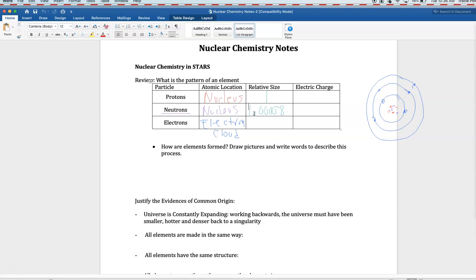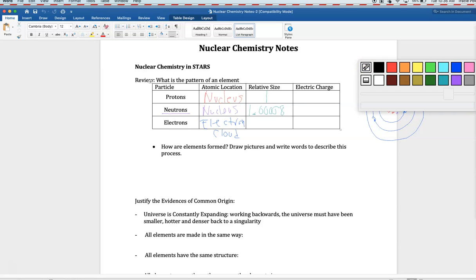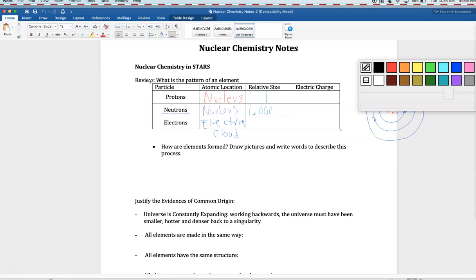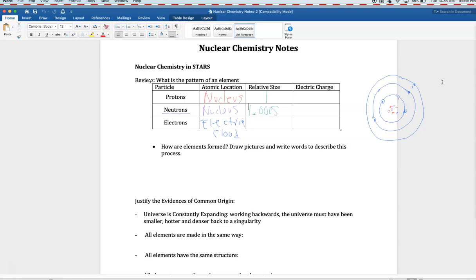Oh, and it looks like I accidentally added an extra 0. So let me go back and fix that. Just 3 zeros. There we go. All right. So not a very big difference.